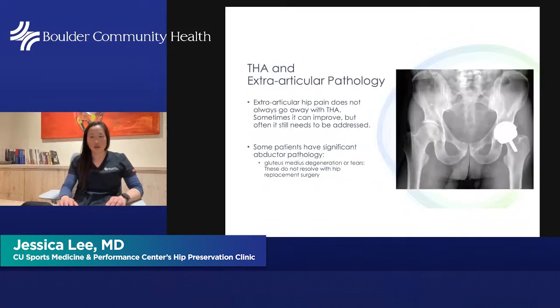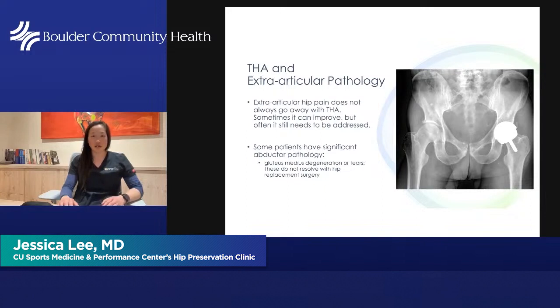The last thing that I want to mention here is that just because you have a hip replacement surgery doesn't fix all of your problems if you have some coexistent pathology, the extra-articular pain, things like gluteus medius or abductor tears, things like hamstring tears and hip flexor injuries. If these are secondary pathologies to having primary hip pathology, some of the pain may improve once you do something like a hip replacement surgery or even hip preservation surgery. However, you still have to fix the problem if there's damage there.